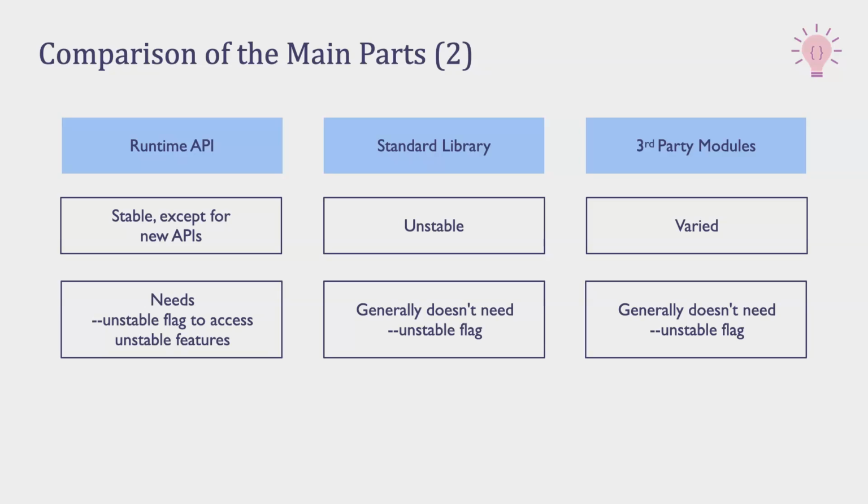As for the third-party modules, it's similar to the standard library. You do not need to give it the unstable flag unless the module uses an unstable feature from the Runtime API.